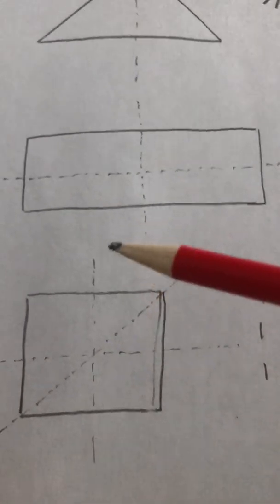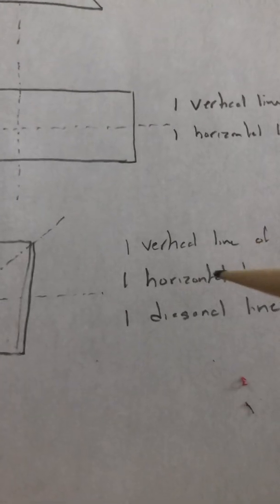But in a square, we have a vertical, a horizontal, and a diagonal line of symmetry.